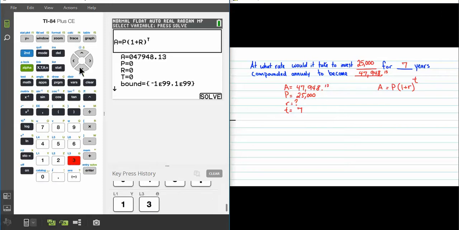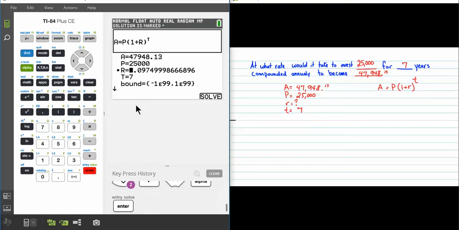47,948.13. All right, for my principal, it was 25,000. I don't know my rate, so I'll just leave it at 0. And then what is my T time? 7. So now that I have everything set up, go and solve for R. So what is my rate in this case? So alpha, enter.